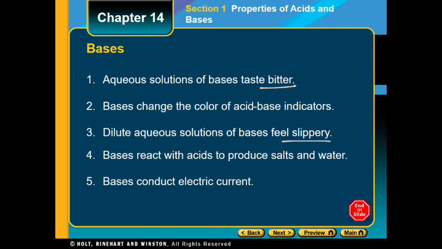They do feel slippery if you're thinking about lye soap, and then they will react with acids to produce salt and water. That was under the previous one. I gave you an example of this one, the hydrochloric acid and sodium hydroxide producing sodium chloride and water, and they will also conduct electricity. The majority of our bases are ionic compounds.